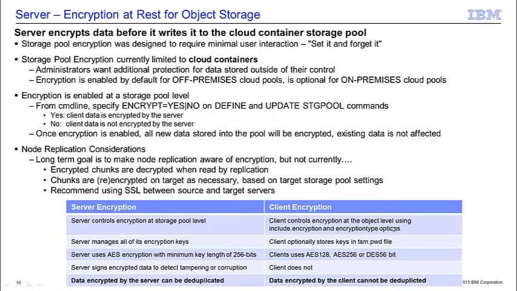Versus client encryption, this is where your Spectrum Protect client is doing the encryption. The client controls the encryption, and that's at an object level that uses the include-exclude files and the encryption type options in order to determine what gets encrypted. The encryption key is optionally stored on a keyring in your tsm.pwd file, and you get to choose AES 128, AES 256, or DES 56-bit encryption. The client does not do any type of signing or tampering proof on that, and the data cannot be deduplicated if it was encrypted on the client side.